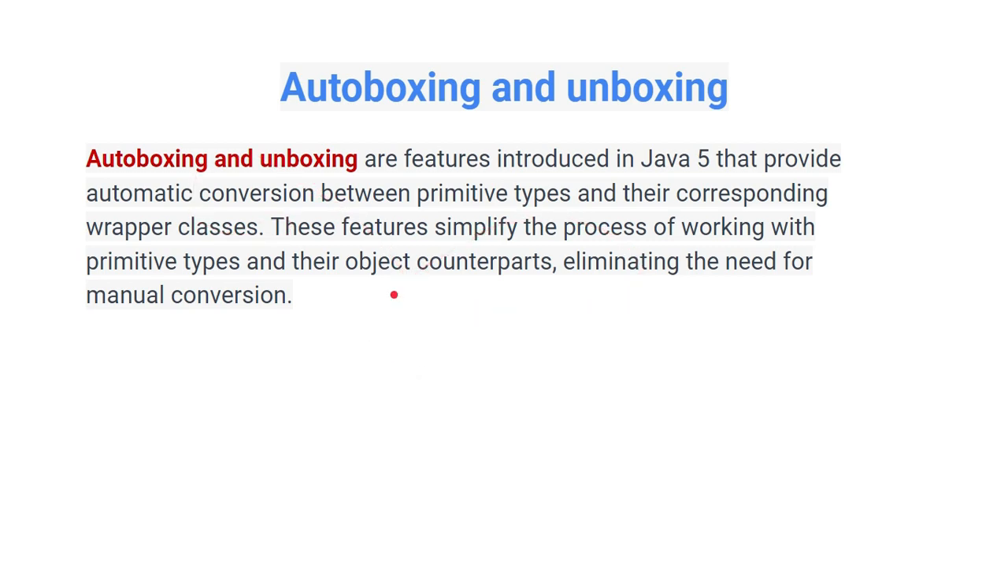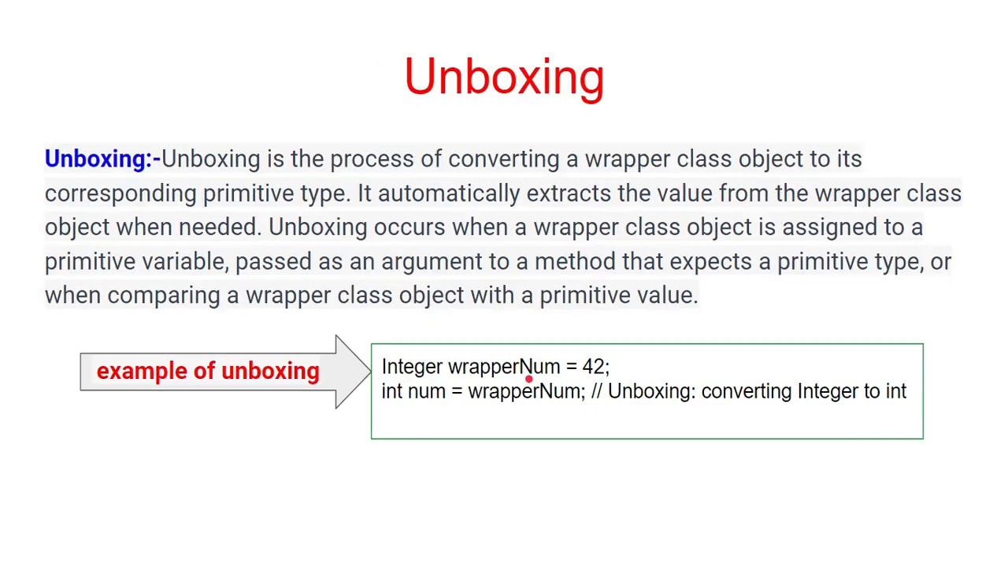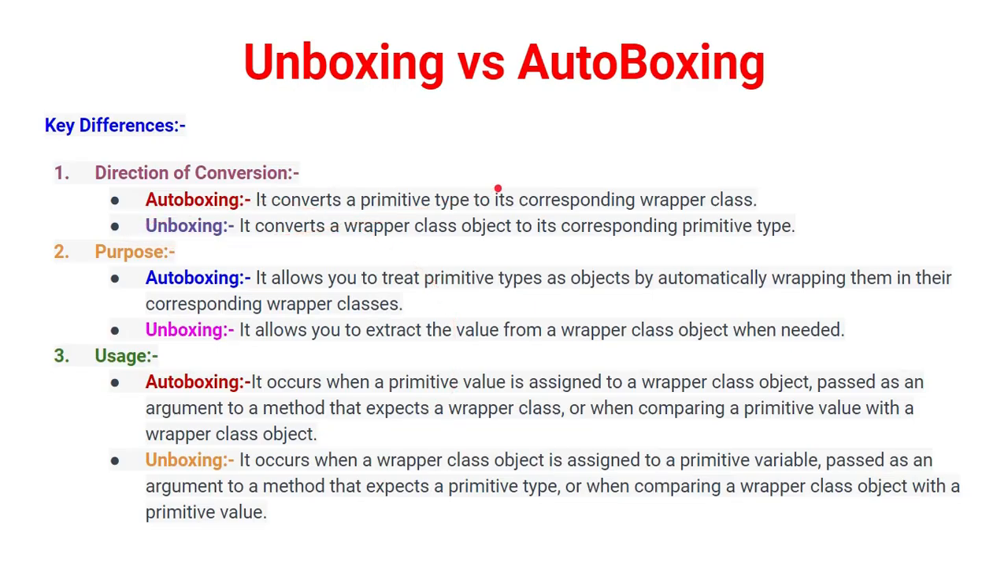This feature also came in Java 1.5. This is autoboxing, converting primitive data types into Integer objects. This is unboxing, converting an Integer data type into the primitive data type, that is called unboxing. Unboxing and autoboxing are directions of the conversion. So what is the purpose, what are the uses, you can go through that and we can understand it in depth.